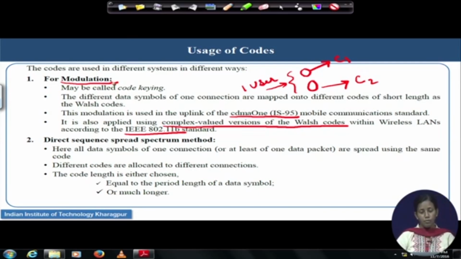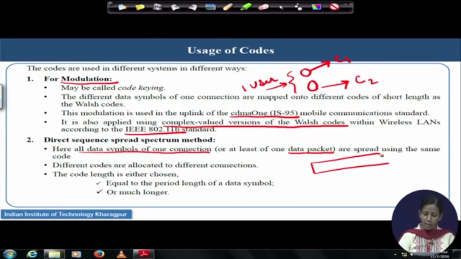Code can be utilized for spreading also, for giving resilience against jammers and interferers, which we have been discussing since the beginning of this course. When code is used for spreading the spectrum, all the data symbols of one connection, or at least one data packet, are spread using the same code. What is the meaning of a data packet? The structure of a packet may be constituted by a number of frames. Let us understand that one packet has one frame.